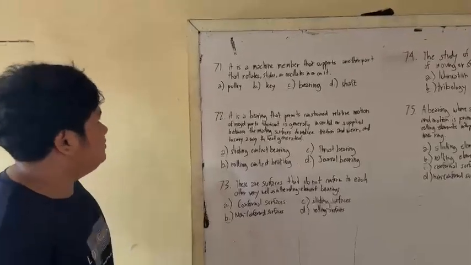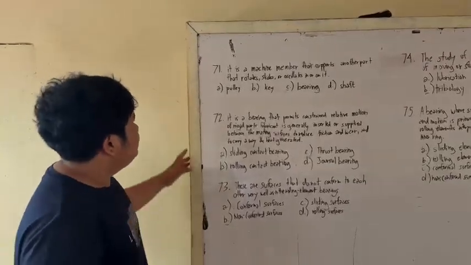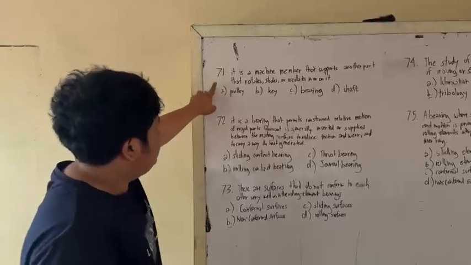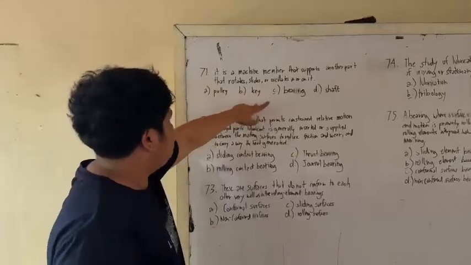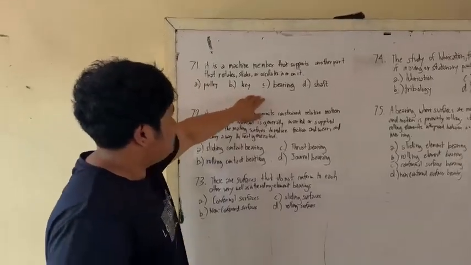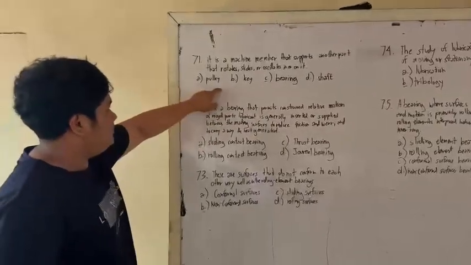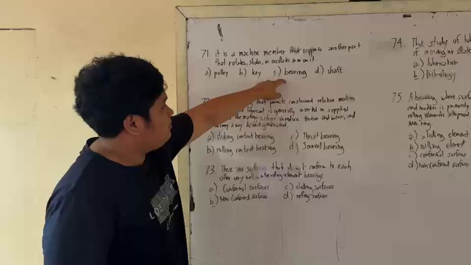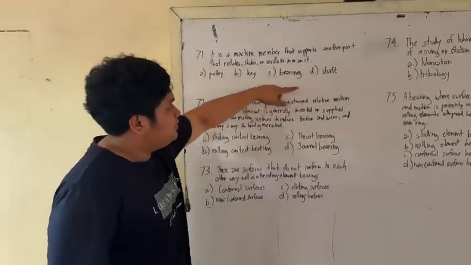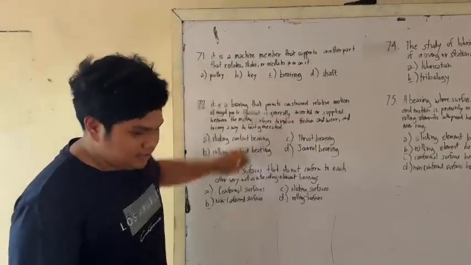Observe some problems. So we have 21. It is a machine member that supports another part that rotates, slides, or oscillates in or on it. So we have A, pulley, B, key, C, bearing, and D, shaft. So the answer is C, bearing.